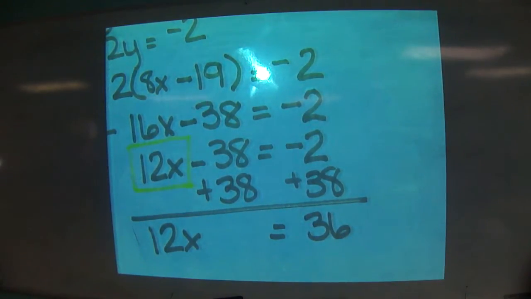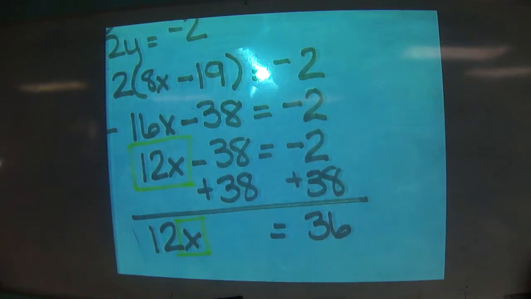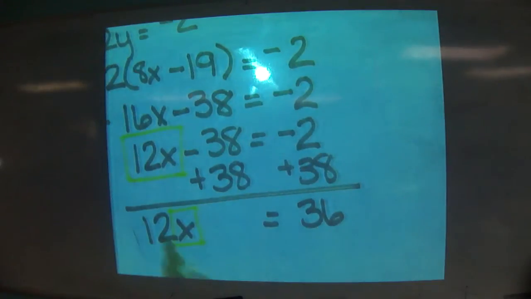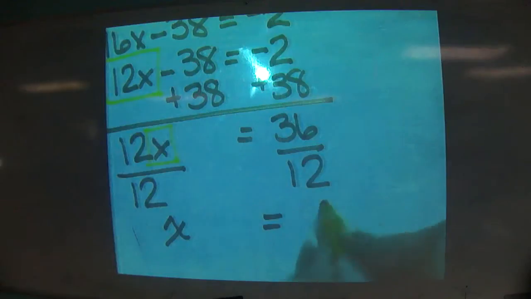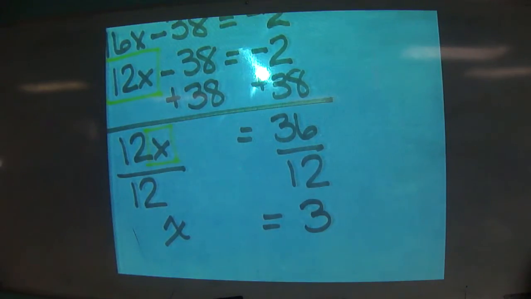Now how are we going to get the variable isolated or by itself? Divide by 12 on both sides. So x equals, how many 12s in 36? 3. So now we know x equals 3.